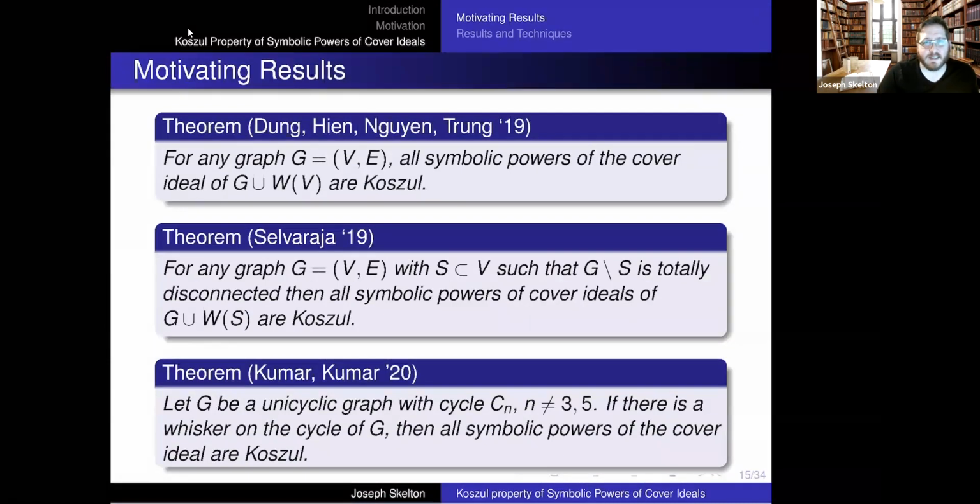Well, there are some results for this. Dung, Hien, Nguyen, and Trung showed that if you whisker all vertices of a graph, then all symbolic powers of the cover ideal are Koszul. Selvaraja showed that if you whisker a vertex cover, then all symbolic powers of the cover ideal are Koszul. And last year, Kumar and Kumar showed that if you have a unicyclic graph, so that's just a cycle with some attached forests, and you have a whisker on the cycle, then all symbolic powers are Koszul.